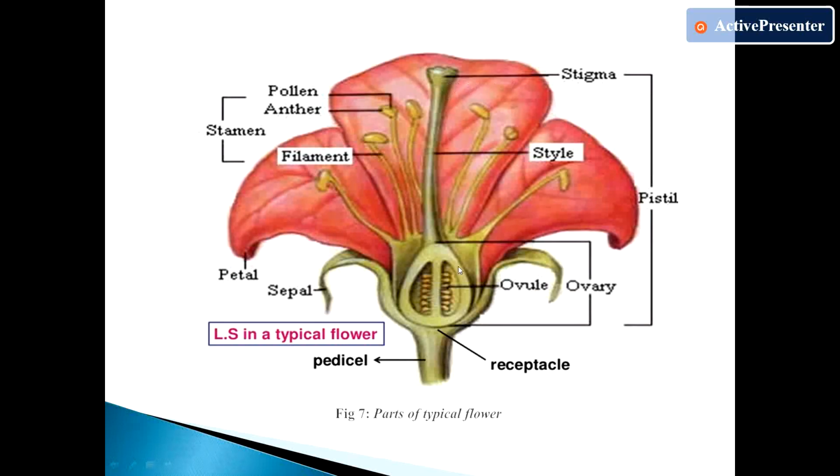So the parts of the flower: the outermost whorl is the calyx made up of sepals, the second one is the corolla made up of petals, the third whorl is the androecium made up of stamens. Each stamen consists of an anther and a filament, and the innermost whorl is the gynoecium. It is made up of ovary, style and stigma. The ovary contains ovules, and inside the ovule the female gamete will be present, that is the egg cell.